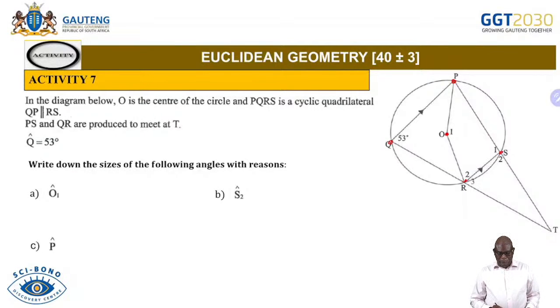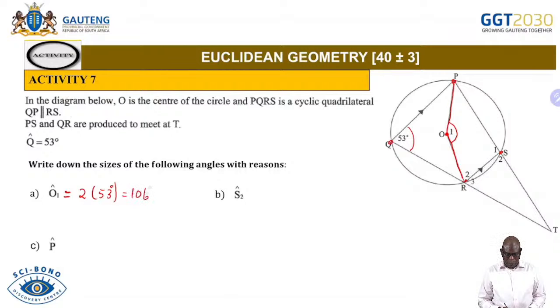So O1 here is the angle at the center, so it will be twice that angle here. So I already know that O1 will be twice 53, and that will be 106. Then you write the correct reason there, which is angle at center is twice angle at the circle or circumference.